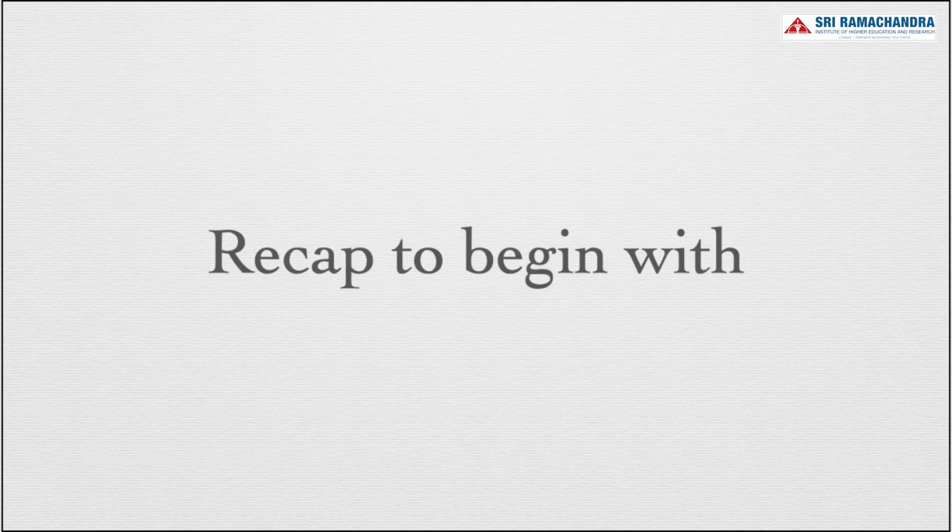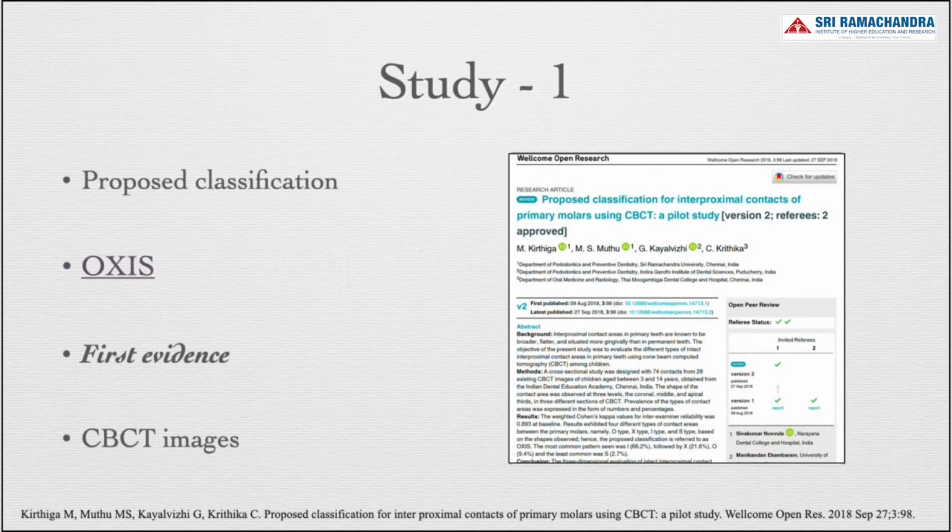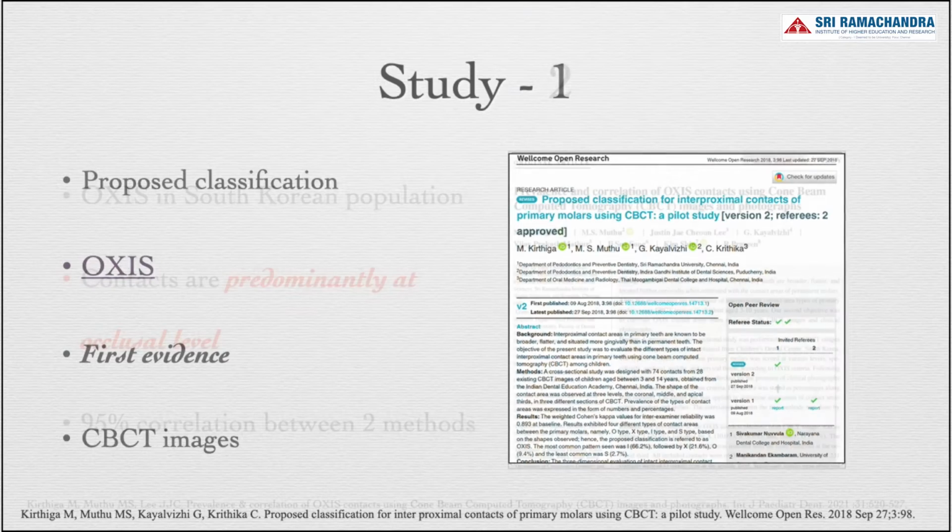So before we do that, let's get our basics right. Let's review the literature a little bit about OXIS. The first evidence of OXIS was when the classification was proposed, when a study was done in 2018 using 76 CBCT images. That's when the CBCT images were studied for all the levels, that is apical, middle and cervical, and we understood that there are 4 types that were present.